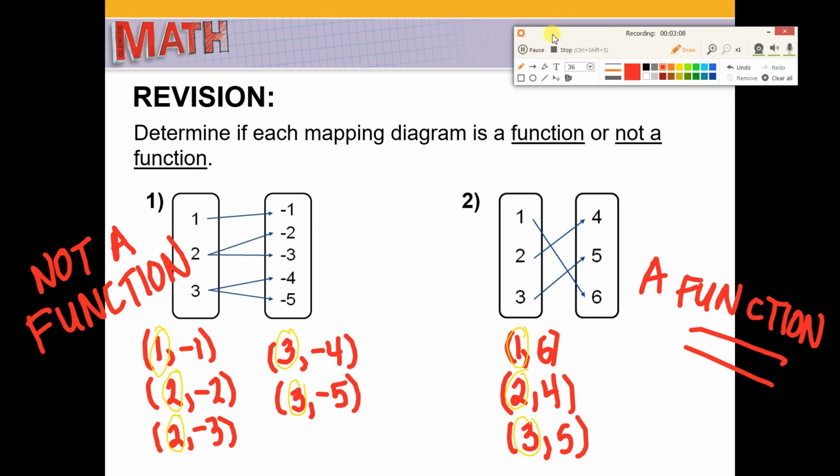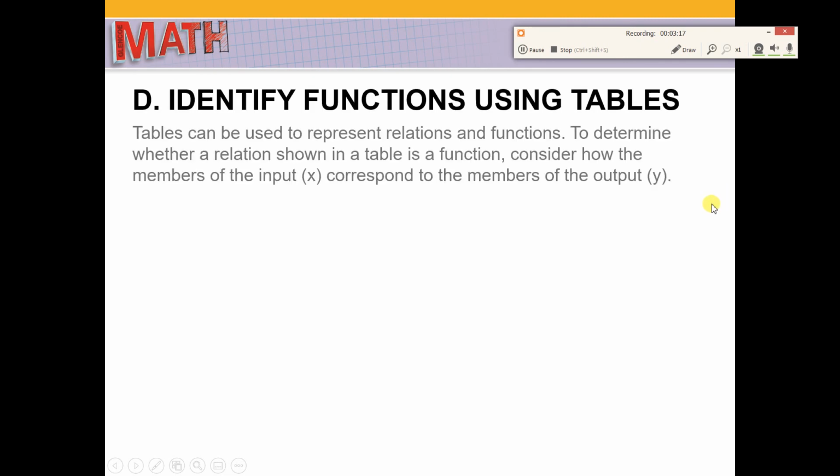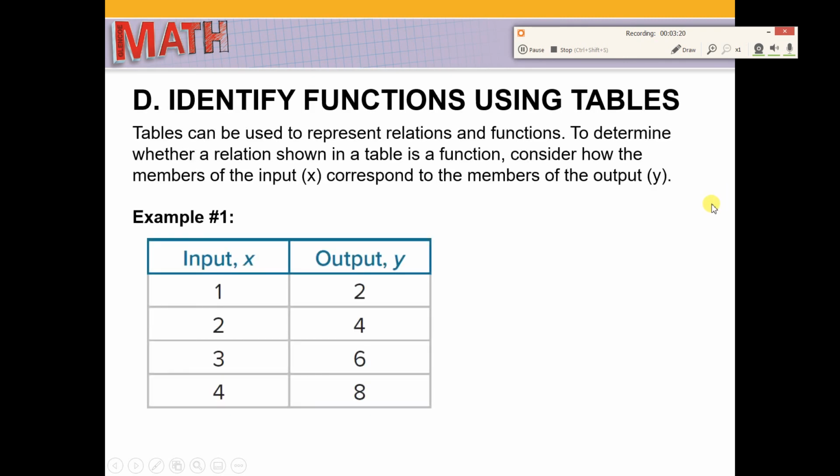Okay. Now we can proceed to the main part of the lesson. Now the main part of the lesson is about identifying functions using tables. So tables can be used to represent relations and functions. We have learned this in part 2 of this lesson. To determine whether a relation shown in the table is a function, consider how the members of the input or x correspond to the members of the output y.